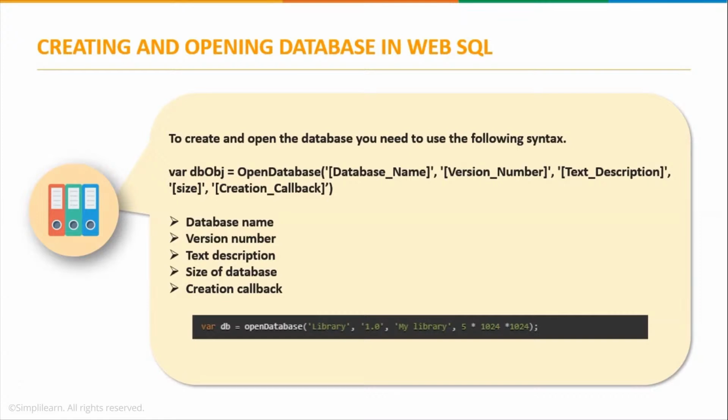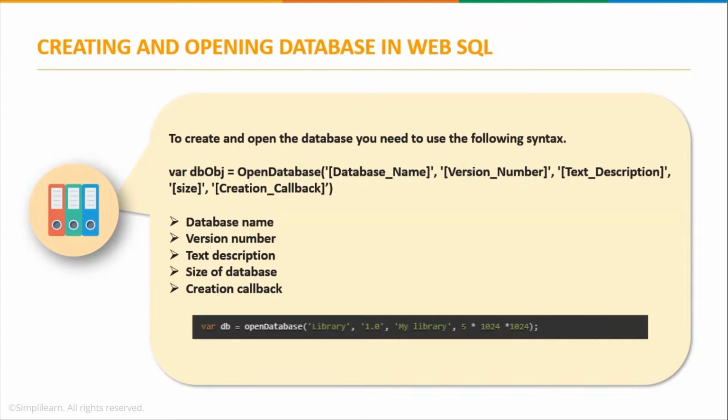To open the database, we have to use the following syntax: var dbobj. dbobj is basically the object that I have taken for our database, equals openDatabase, which is the method, and inside the parentheses we have to mention first the database name, version number, text description, size and creation callback. So let me just explain these terms. By using this openDatabase function, we can basically create and open a database in WebSQL, and these are the 5 parameters accepted by the openDatabase function.